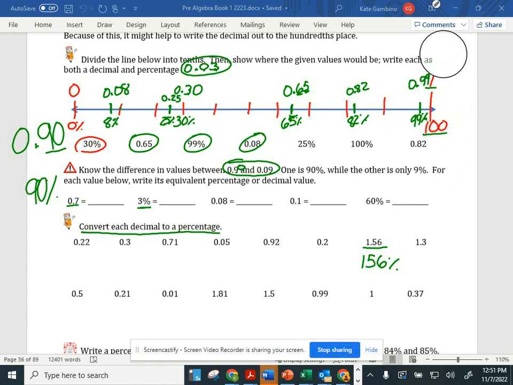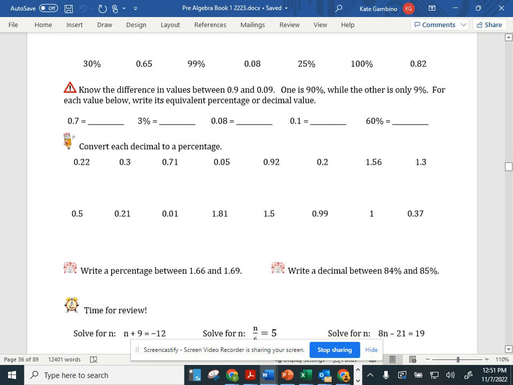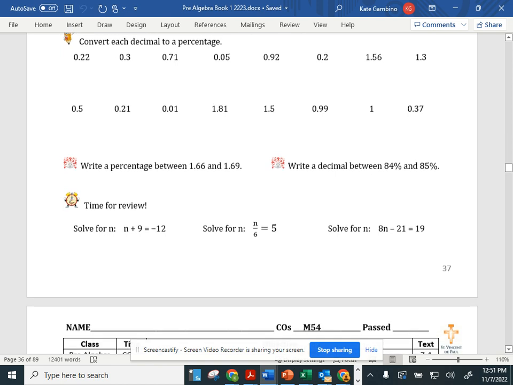All right, so let's look at the bottom part of our page. Write a percentage between 1.66 and 1.69. I would write my decimal out first, a number that falls between 1 and 66 hundredths and 1 and 69 hundredths, and then turn that decimal into your percentage.